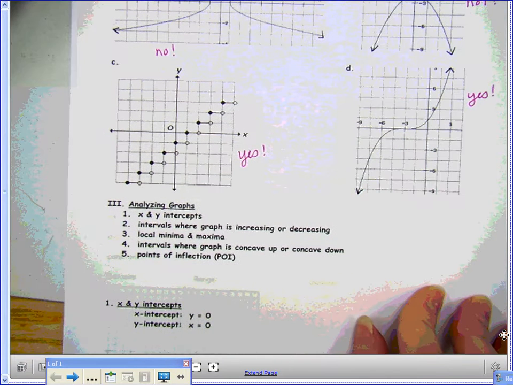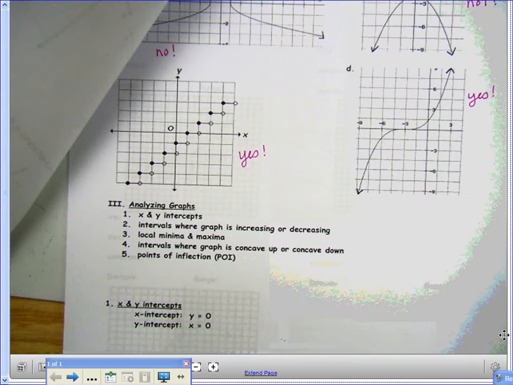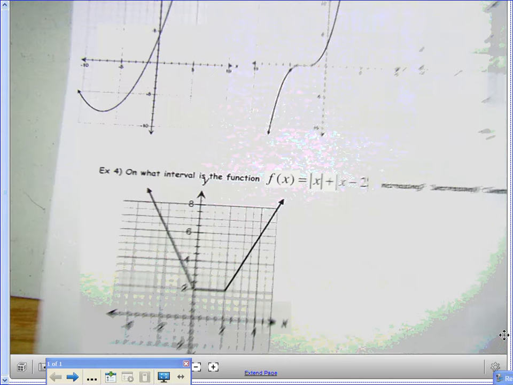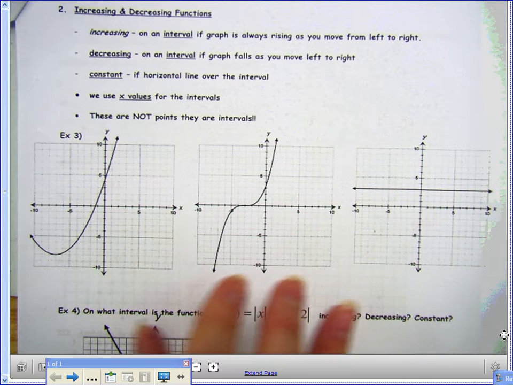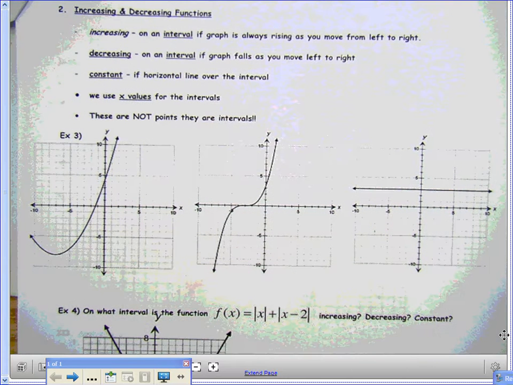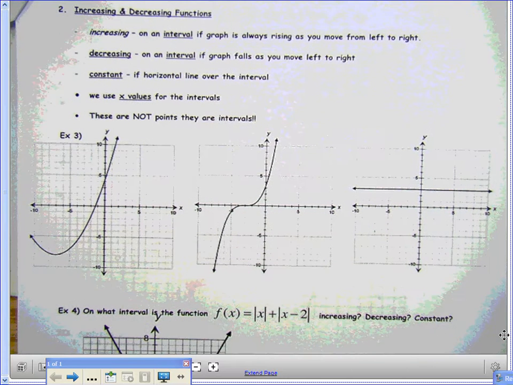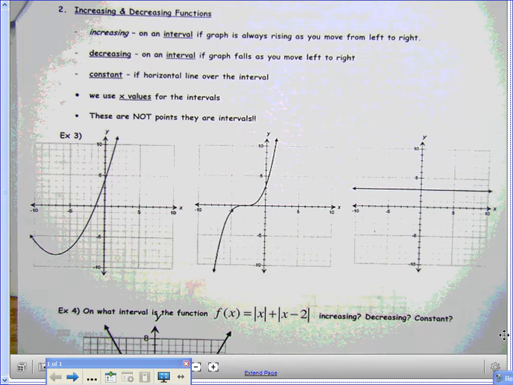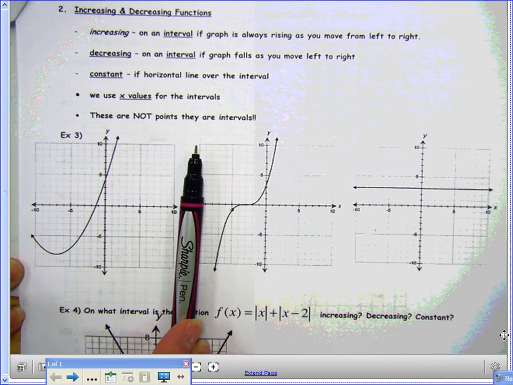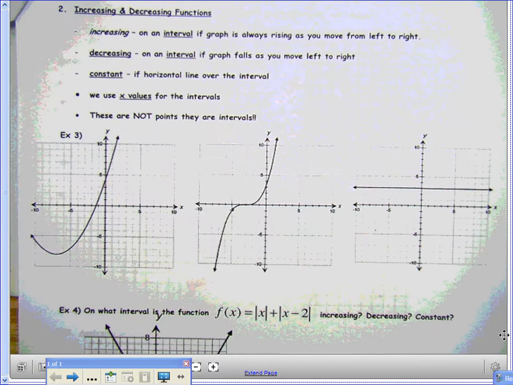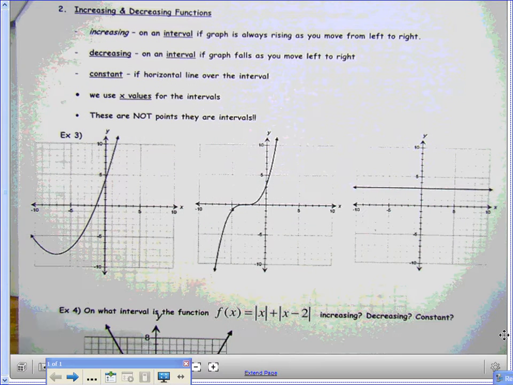Okay, so I'm going to go back. The new thing that we're going to talk about today is intervals where we're increasing, decreasing, and constant. When you're talking about something increasing or decreasing, you always look at your graph as you move from left to right. That makes sense because we want to go from our negative values to our positive values. That's how you're going to determine whether or not your graph is increasing or decreasing.